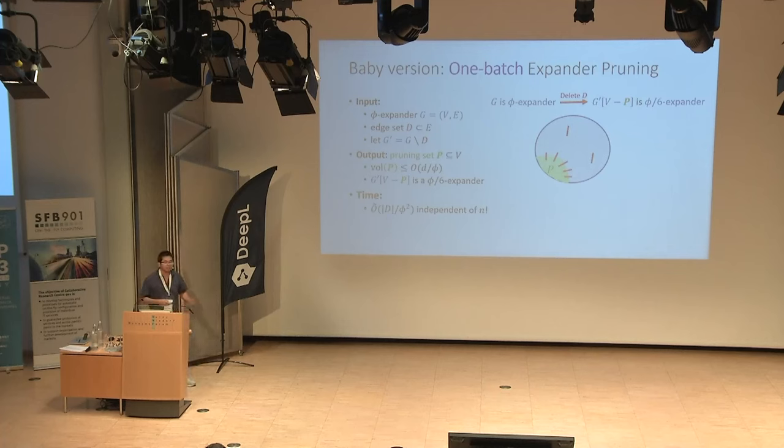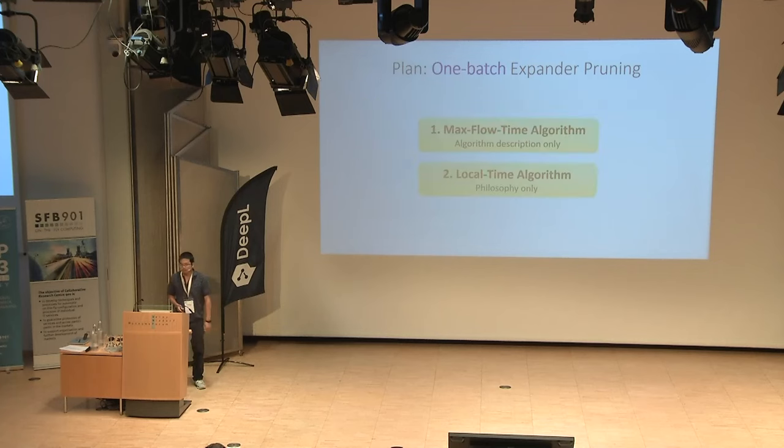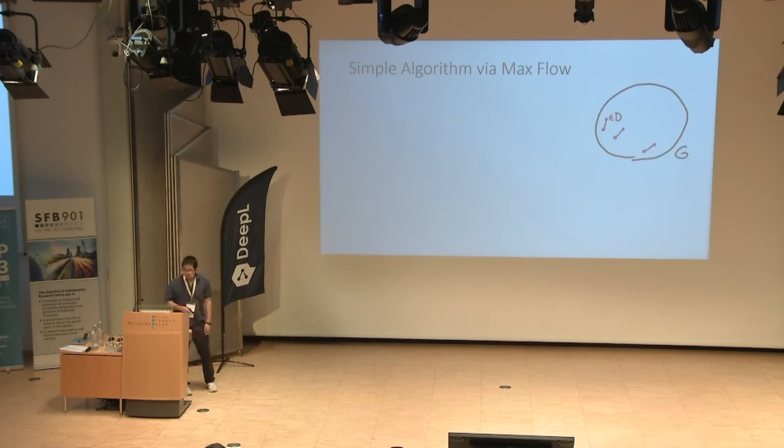Let me tell you how to do this at a high level. I will first tell you an algorithm that calls MaxFlow, and then I will tell you how to get time that is even independent of n. The algorithm is actually very simple if you allow yourself to call one MaxFlow. You start with a graph which is a phi expander. You can construct a MaxFlow instance like this. For each endpoint of a deleted edge uv, you connect it to a super source and put some capacity, which doesn't matter too much, some capacity which is 2 over 5.